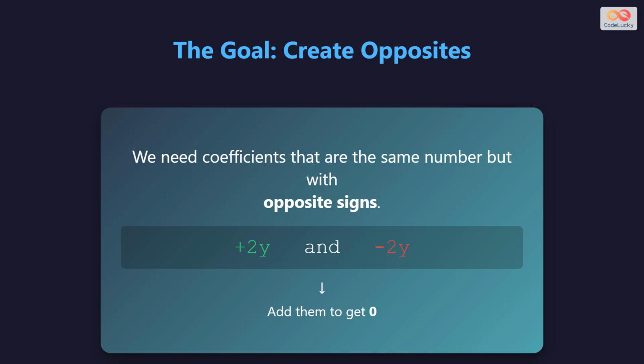So, what is our goal? To use the elimination method effectively, we need coefficients that are exactly the same number, but with opposite signs. Like positive 2y and negative 2y. When we add opposites together, they become 0, and the variable disappears.